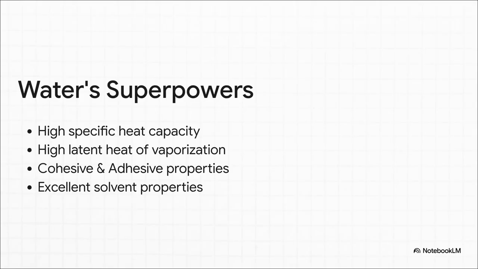These hydrogen bonds give water 4 incredible superpowers. First, it can absorb a ton of heat without changing its temperature much. That's why our bodies in the ocean stay so stable. Second, when it evaporates, it takes a lot of heat with it. That's called cooling, and it's why we sweat. Third, water molecules stick together, which is cohesion, and to other things, which is adhesion. That's how trees pull water all the way up to their leaves. And finally, its polarity makes it an amazing solvent for other polar molecules.